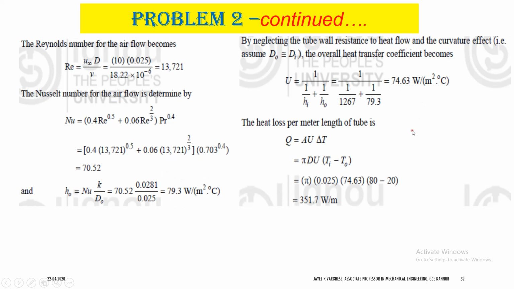Once we get the overall heat transfer coefficient, the heat loss per meter length is calculated as Q equal to overall heat transfer coefficient into surface area into delta T, where surface area is equal to pi d into 1, since we need to calculate the heat loss per meter length. So Q is pi d into 1 into the overall heat transfer coefficient into T_in minus T_out. Actually it is water temperature minus air temperature. Substituting the values, we see that the heat loss to the surroundings is equal to 351.7 watt per meter length of the tube. Again, in the strict sense this is not a heat exchanger problem, but still it helps us to use this equation.